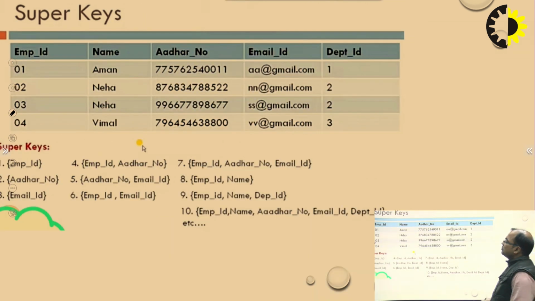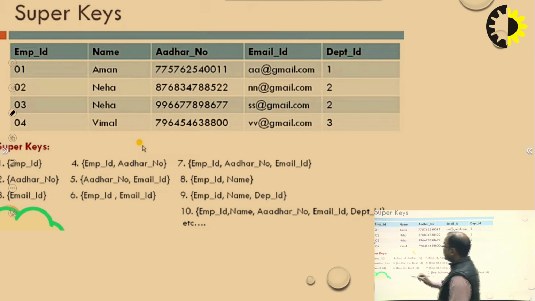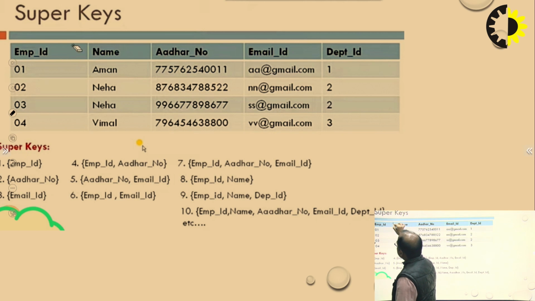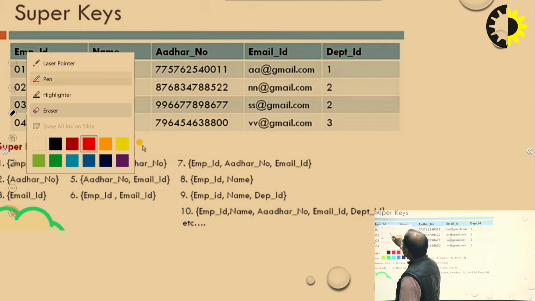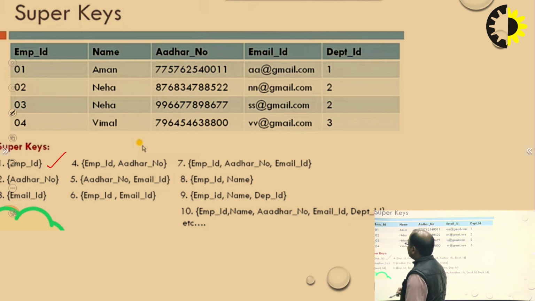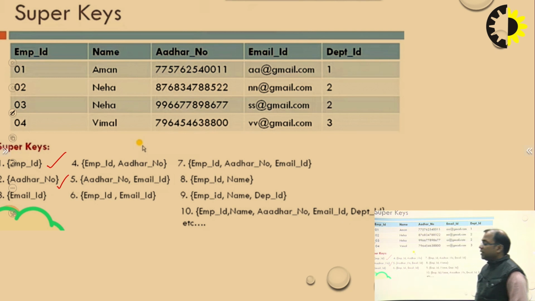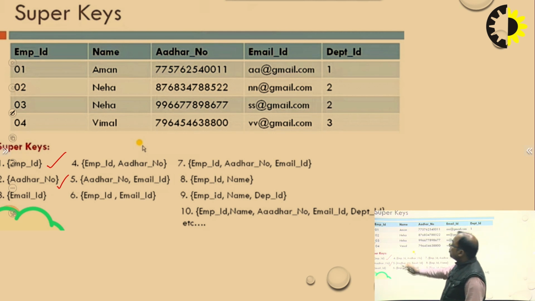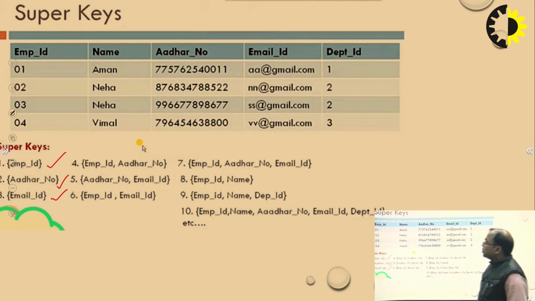So we have that same employee table: employee ID, name of employee, Aadhaar number of employee, email ID, and department of employee. Now we have to find the super keys from this employee table. As we already saw, the employee ID is uniquely defined, so the employee ID is a super key. Second, the Aadhaar number also uniquely identifies the table, so it is also a super key. Email ID is also a super key. So in this table we have 3 super keys.